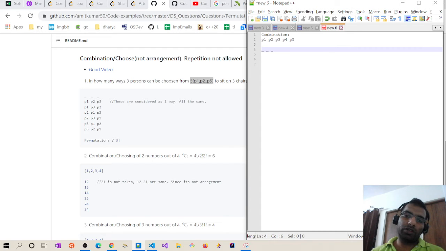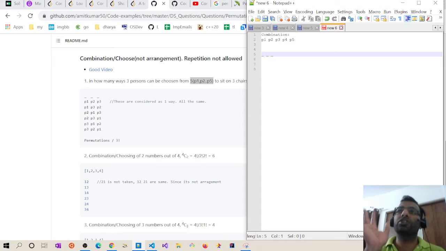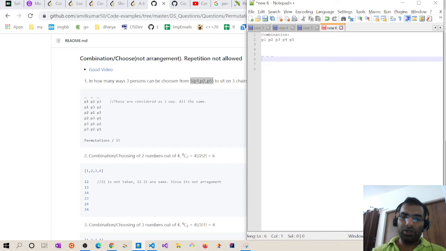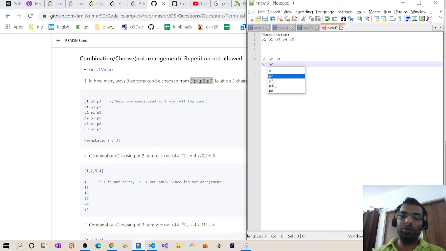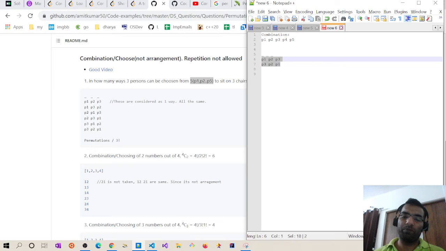So now, in how many ways can three men be chosen from these five men to sit on these chairs? Now it's not arrangement, it's choice. The first way is to choose P1, P2, and P3. Another way of choosing these men can be P3, P2, and P1, but in combination these ways are the same, so we will only consider them as one.